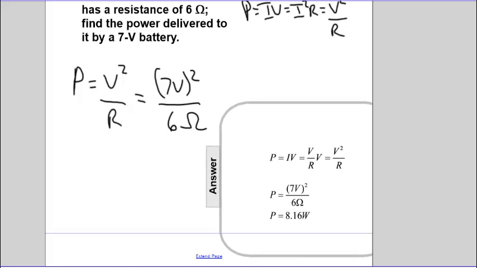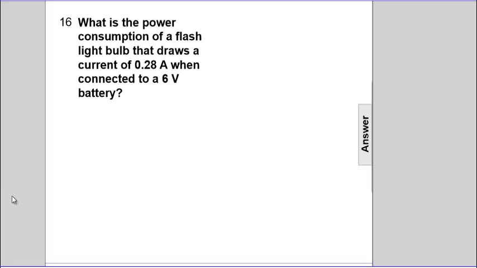So again, these are some examples of problems that you'll solve in your problem solving pack for homework or independently. I'm going to go ahead and paste the equations again for our use. What is the power consumption of a flash that draws 0.28 amps of current when connected to a 6-volt battery? So again, current's flowing, there's potential difference, so energy is going to be consumed. In the case of the flash, we're converting electrical energy into light. So we're given I and V.